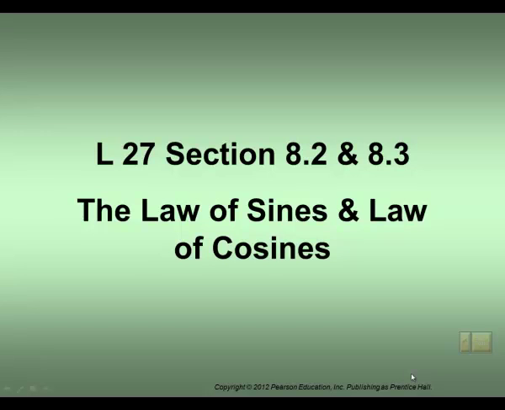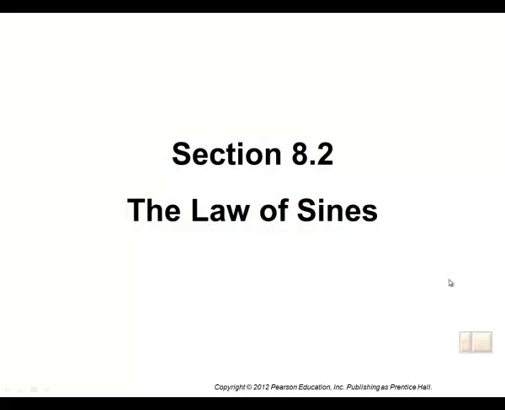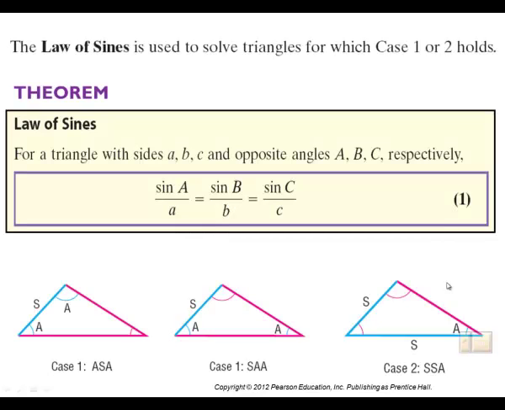This is MAT 175, Lesson 27, Section 8.2 and 8.3, Law of Sines and also Law of Cosines. We'll start with the Law of Sines. With the Law of Sines, basically, if we do not have a right triangle, then we cannot use right triangle trigonometry. Instead, we have to use the law of sines or the law of cosines.